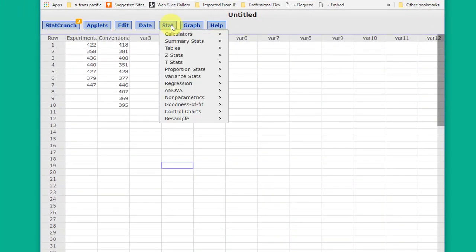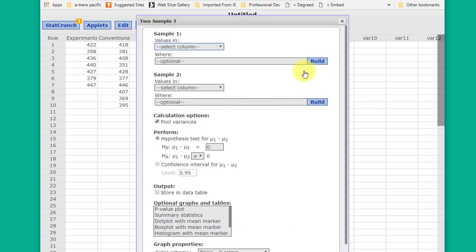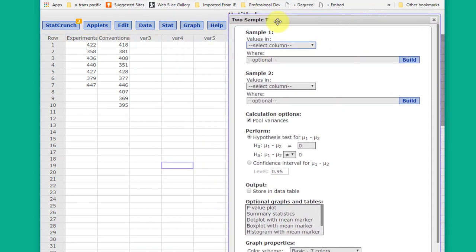Okay, let's run the hypothesis test. We go to Stat, T Stats, Two Sample, With Data, and open up the dialog box for the two-sample t-test. Our values for sample one are in the experimental column. Our values for sample two are in the conventional column. This is the critical step here. If we've got equal variances, then we must pool the variances, and so this box needs to be checked. If you were given in your problem to assume the variances were not equal, we do not want pooled variances, so we would uncheck that. But here we have equal variance, so we check that. Our hypothesis test, mu1 minus mu2, the null this time is zero, just no difference, and that means that the operator in the claim has to be not equal. And that's really all we need.